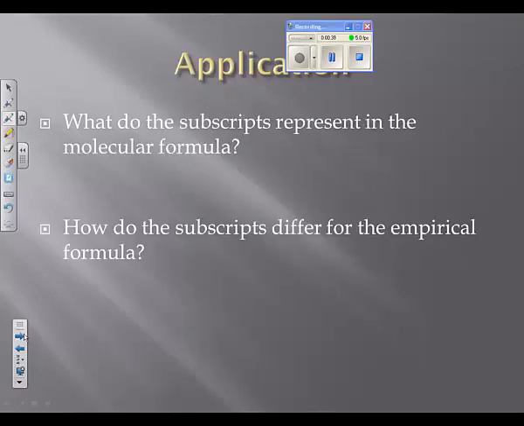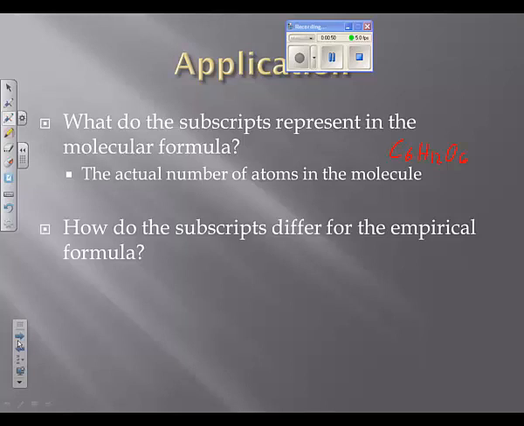What do subscripts represent in the molecular formula? It represents the actual number of atoms in the molecule. So if I give you glucose, C6H12O6, that molecule has 6 carbons, 12 hydrogens, and 6 oxygens, if that's the molecular formula.